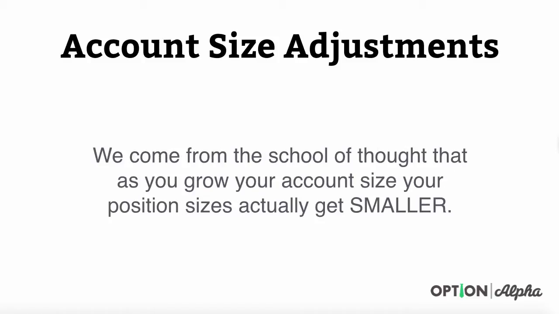Now, we come from the school of thought that as you grow your account size and as the overall account balance of your portfolio grows, your position sizes actually need to get a little bit smaller. So you need to get smaller with respect to the size of the trades that you make as you get bigger, which is kind of counterproductive to what most people think. Most people assume that as you increase the size of your account balance, you should actually increase the size of your trades, and that's just not true. We know that the smaller we can make our trades, the more consistent and the more profitable we'll become.